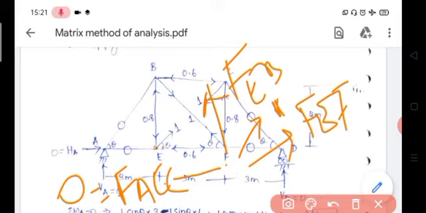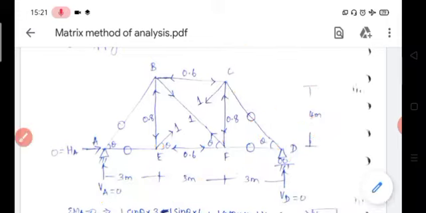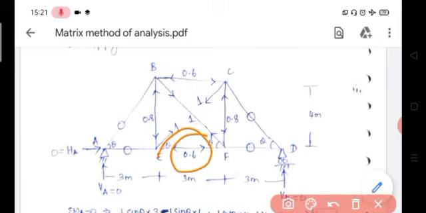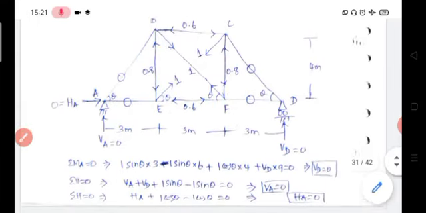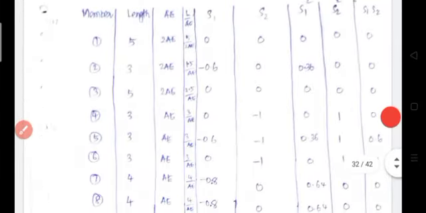Then apply equilibrium equation. Finally we found member EF has a compressive force of 0.6. Then EB also is in compression, its magnitude is 0.8. Then likewise continue with joint F, then determine the member force of each and every member, then write it down in this table.